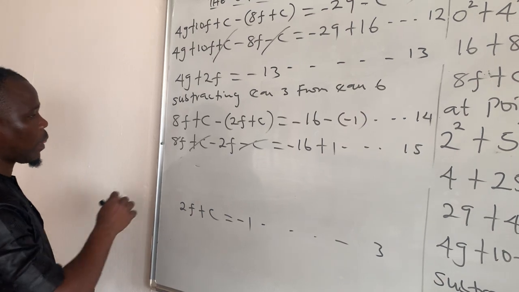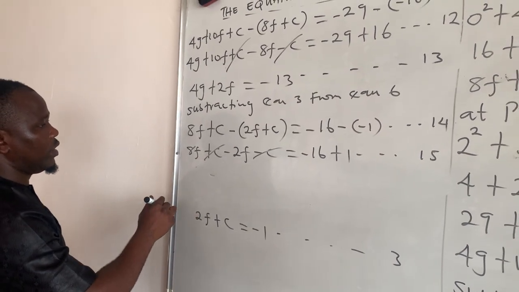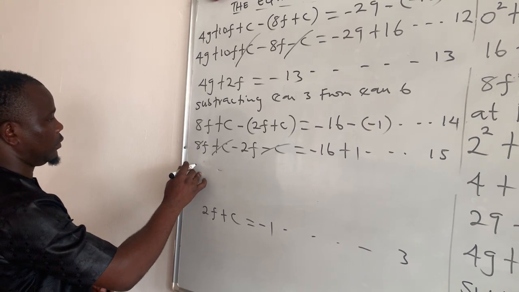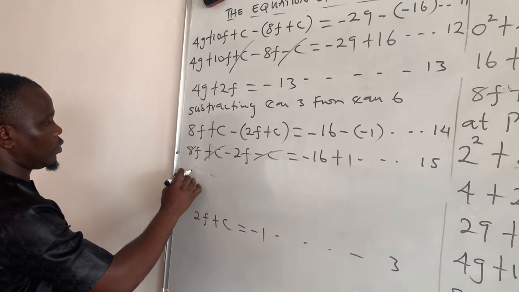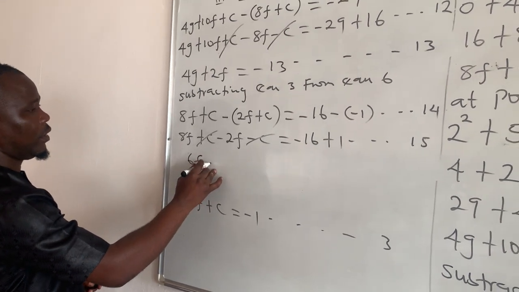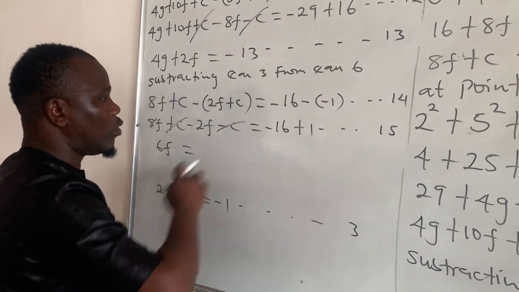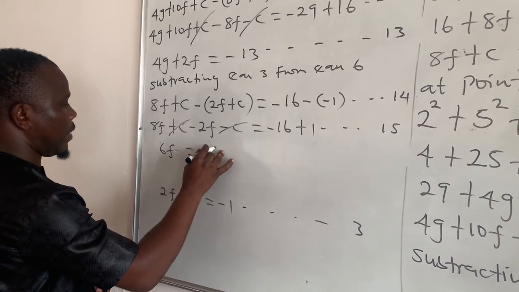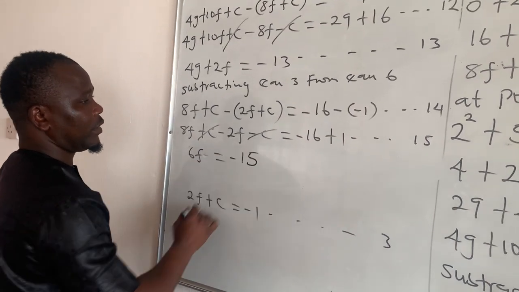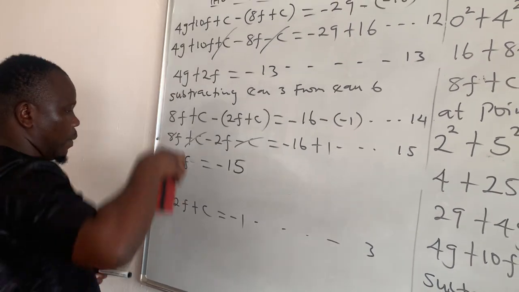Then 8f minus 2f will give us what, students? Will give us 6f, which equals minus 16 plus 1, will give us minus 15. Are you following?